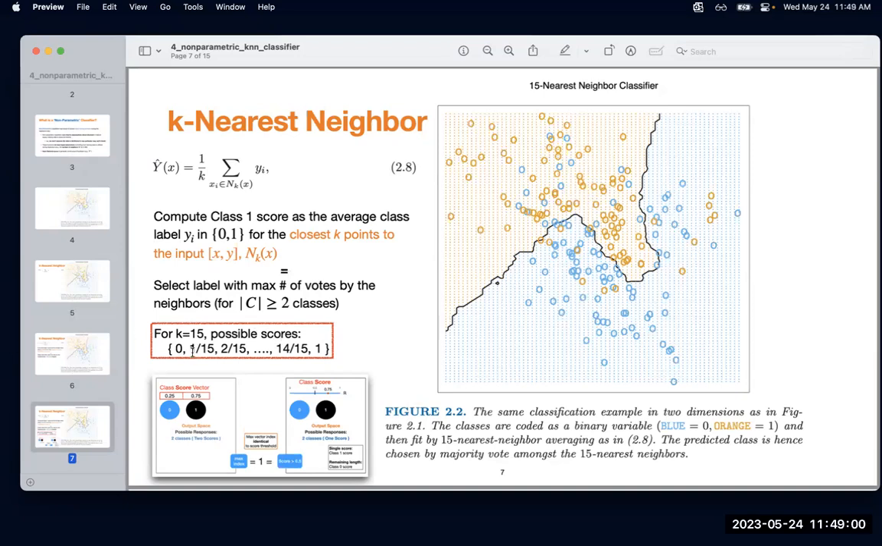If you have one of the neighbors as being class 1 and you have 15 neighbors, you would be getting the 1/15 y-hat output. If you have 14 neighbors with the ground truth class 1, you would be getting 14/15, and then so on.